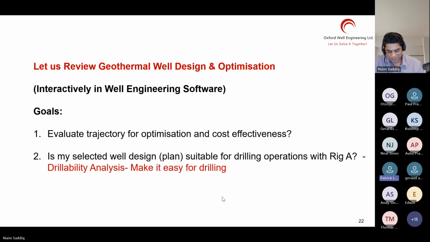Perfect. Hey, Naeem. So you were talking about digital optimization as well, and one point there was that you need to have offset well data, of course. But I've seen in geothermal wells that there is often a lack of offset well data because the oil and gas companies keep that close to their chest.